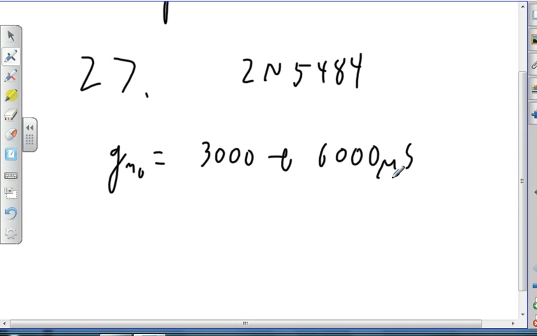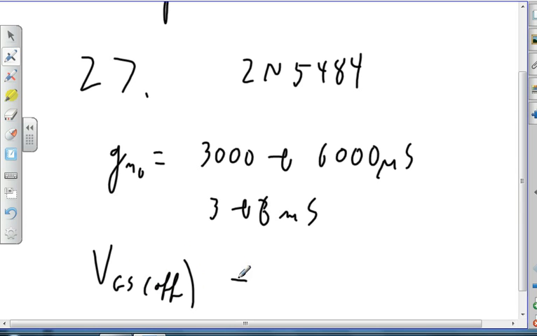Now, why don't we write this as 3 to 6 millisiemens? Wouldn't that be better? I mean, why do I have to write it 3,000 to 5,000? Probably because some engineer decided to do it that way. VGS off can run from 0.3 to 3 volts.